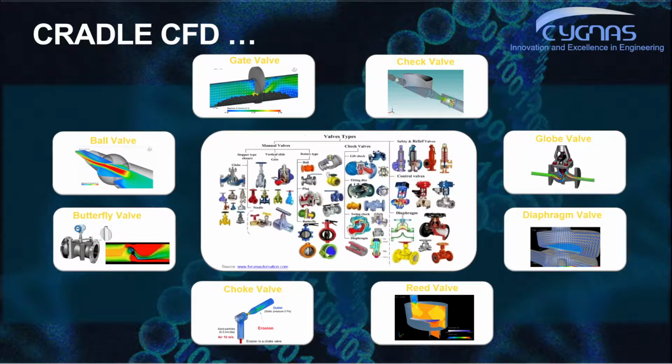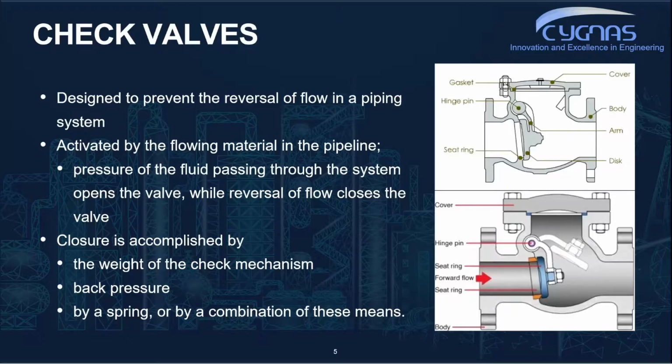Using Cradle CFD, we can effectively model the behaviour of any valve, whether to aid in its design, evaluate behaviour and operation, or provide insight into the physics of failure. Before we look at the ball check valve model, let us remind ourselves of the role and function of a check valve. Check valves are designed to prevent the reversal of flow in a piping system, and they are quite simply activated by the flowing material in the pipeline. The pressure of the fluid passing through the system opens the valve, while the reversal of flow closes the valve.